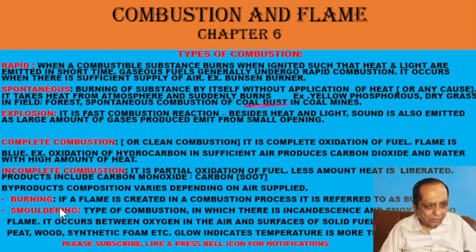In case no flame comes from the solid fuel like coal, peat, wood, their temperature has increased, combustion is taking place, so they are glowing, and a small amount of smoke is coming, but there is no flame. So when there is no flame and combustion is taking place, we call it smouldering. We don't call it burning. For burning, flame should be seen. You should be able to see the flame.